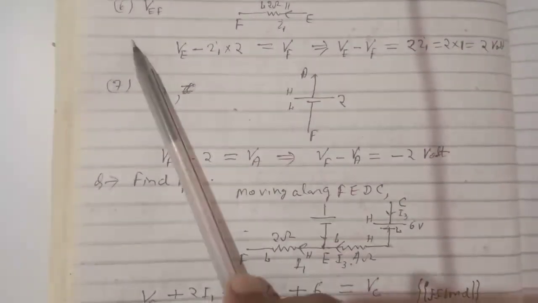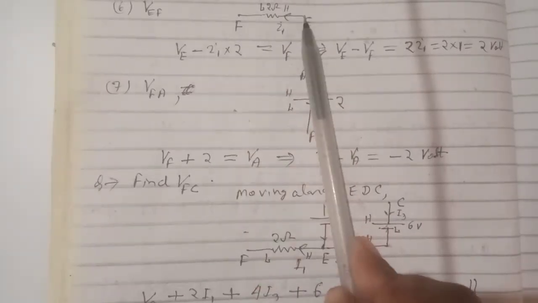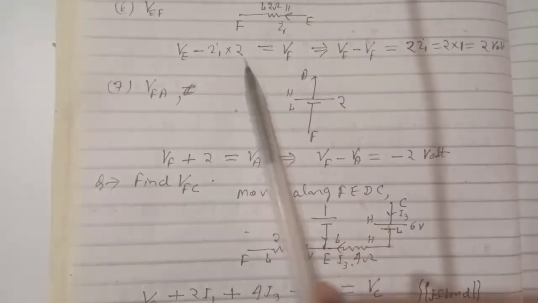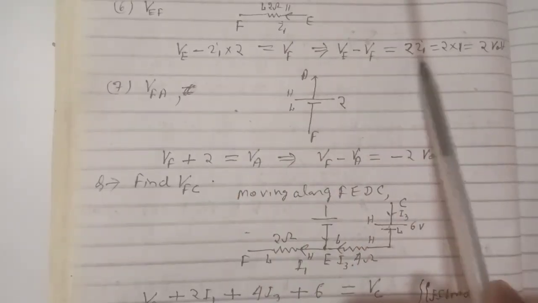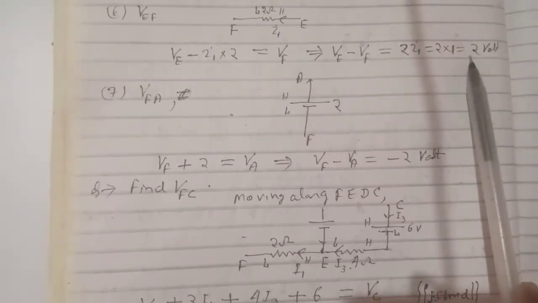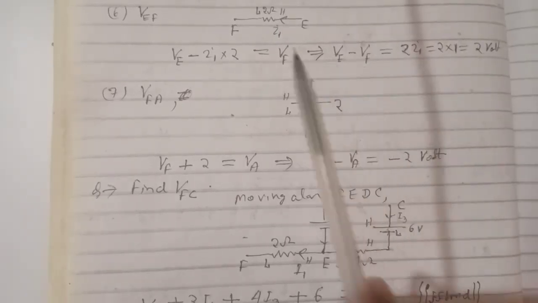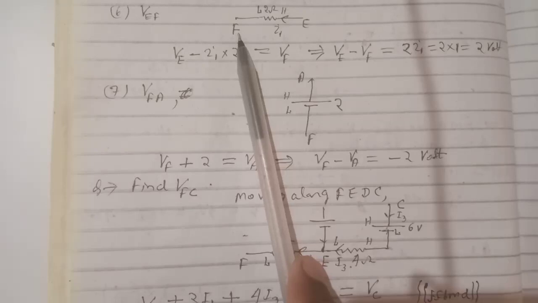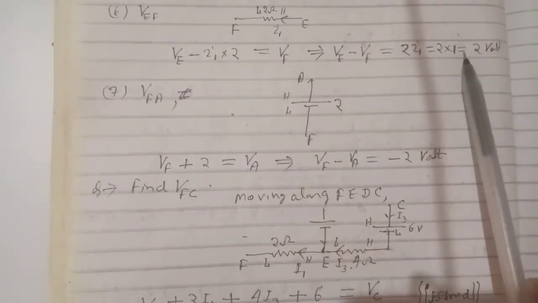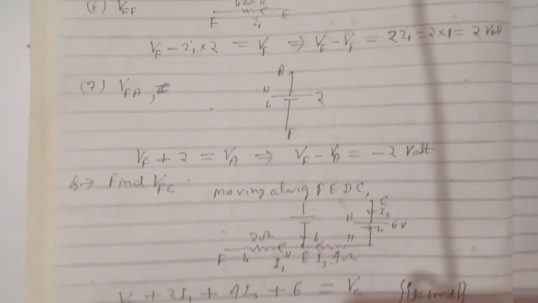Next, we have to find VEF. So we have to go in this direction. The VE. Now again from higher to lower. So lower minus higher will be negative. So VE minus I1 into 2 equal to VF. So VE minus VF equal to 2I1. 2 into 1 equal to 2 volt. In this case, because we have found a positive value, so our sense is right. So E will be at higher potential and F will be at lower potential. So VE minus VF has come out to be positive. This is true. Its direction sense is true.